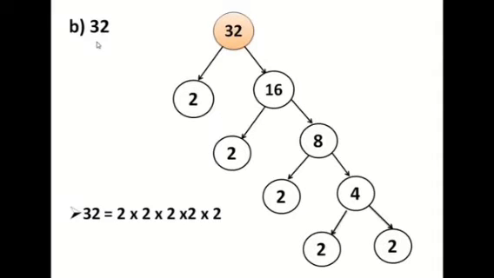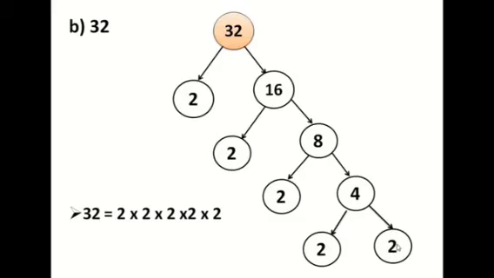Next question. Question number B, 32. You have to draw the factor tree for 32. So here you can see I have broken it down into 2 16s. So 2 is a prime number, so we cannot factorize, we will go for 16. So 16 we will split it as 2 8s. Now 8 can be broken down as 2 4s. Now 4 has been broken into a pair of factors as 2 twos.